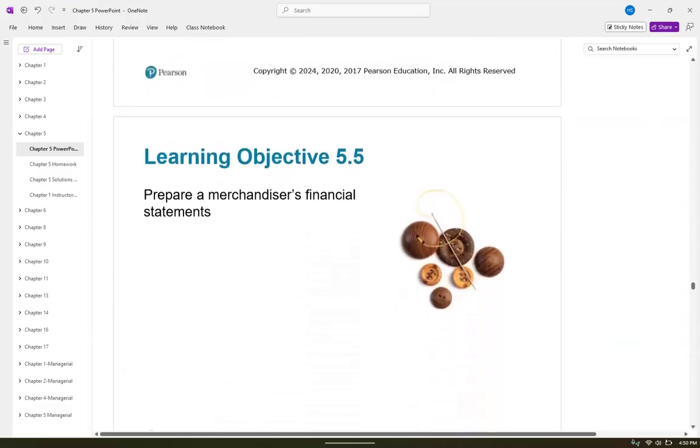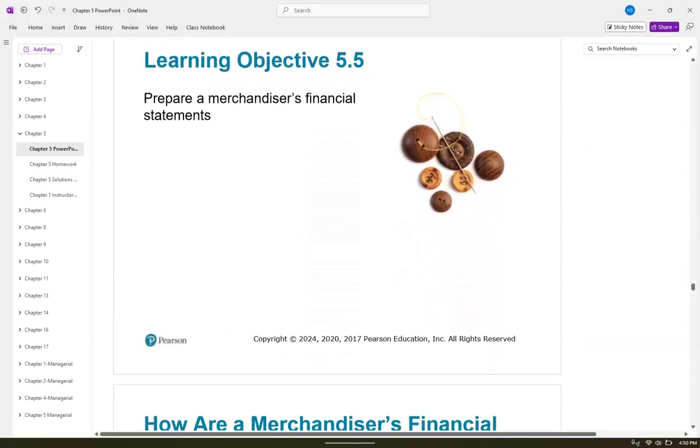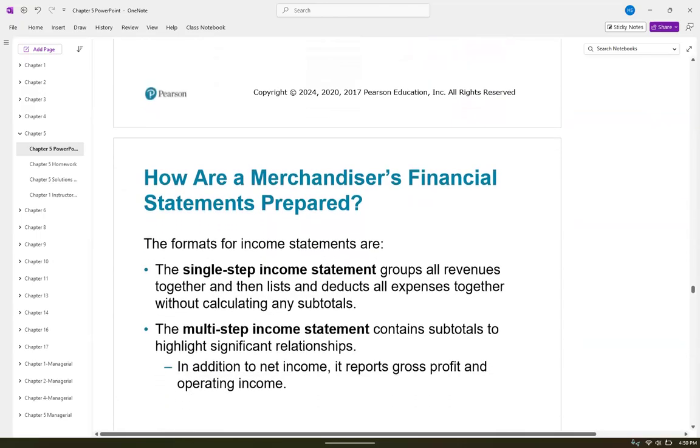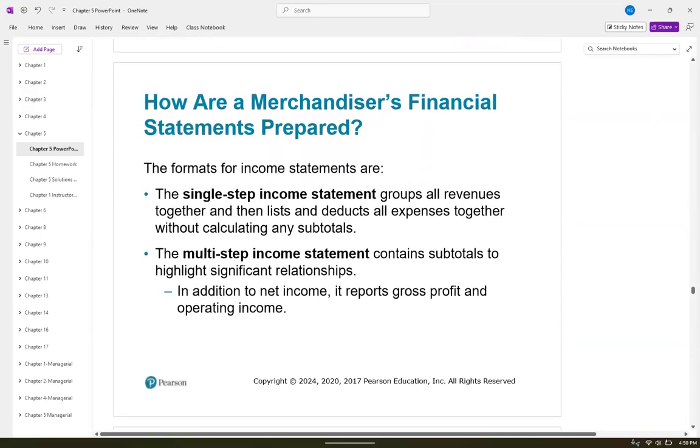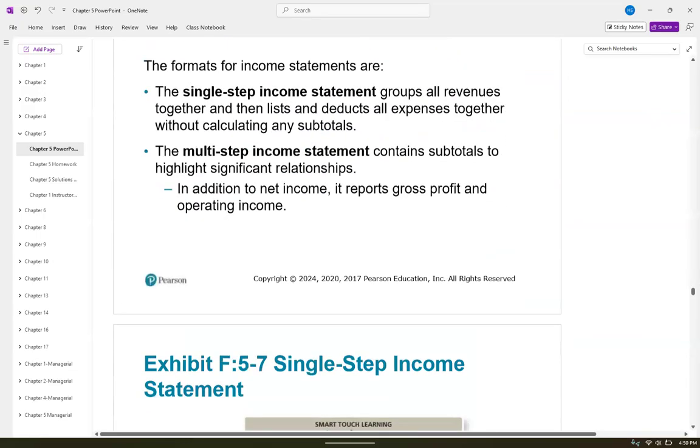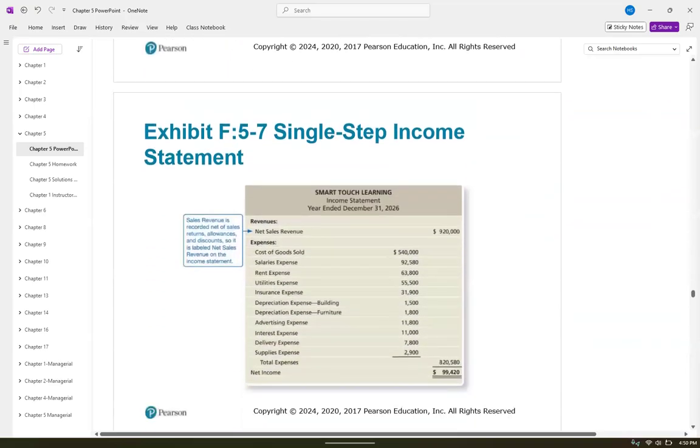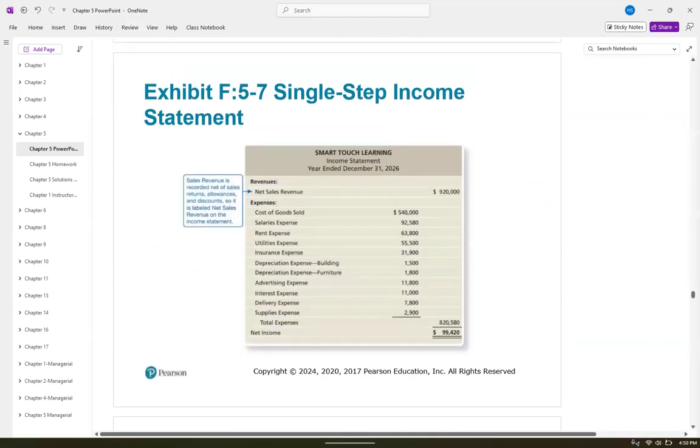Okay. The last thing we're going to look at is objective 5.5, and we're going to look at the financial statements. I've already kind of talked about a single step and a multi-step income statement at the beginning of this chapter. So here's a single step income statement, and I really like this one because this is a merchandising business. You can see the cost of goods sold right there.